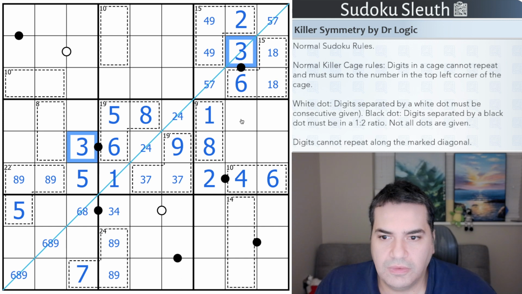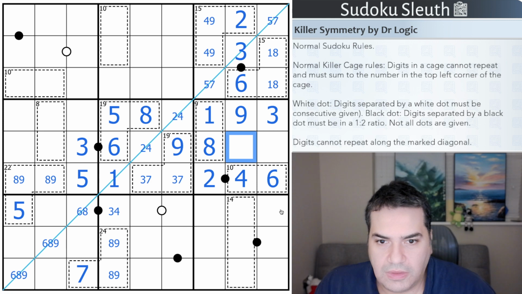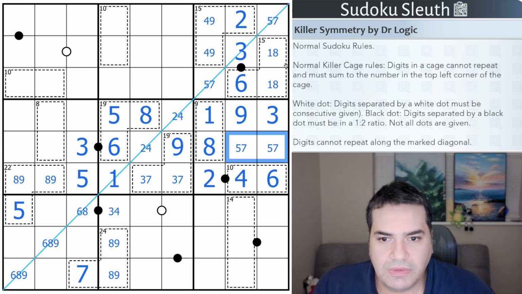Look at these 3s, removing all these options except this 3. I also need a 5, a 7, and a 9. That 9 is placed. That's a 5-7 pair, and I don't know the order. Well, that's not entirely true. I've got 1-8. 1-8 is a pair.